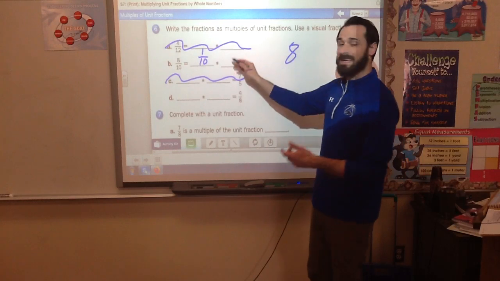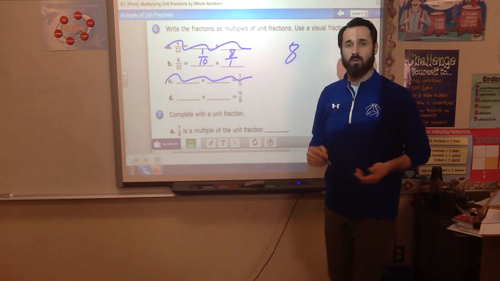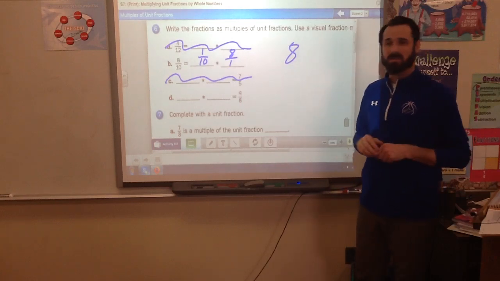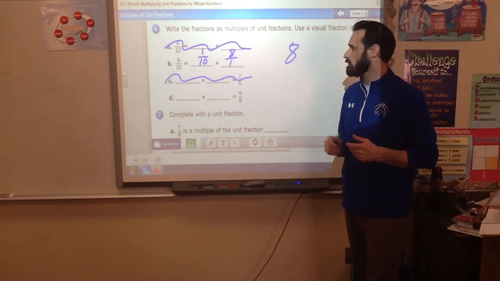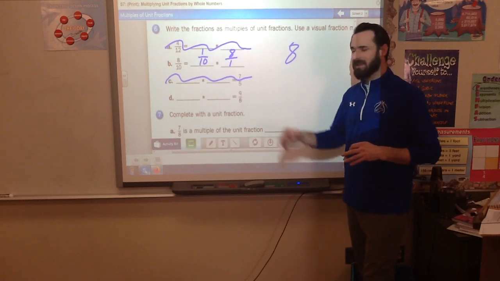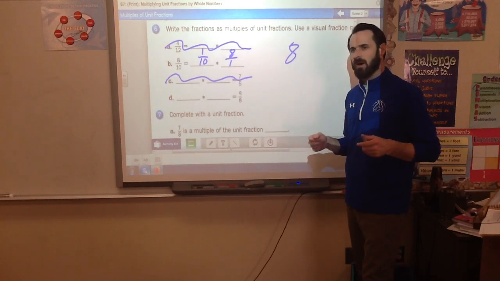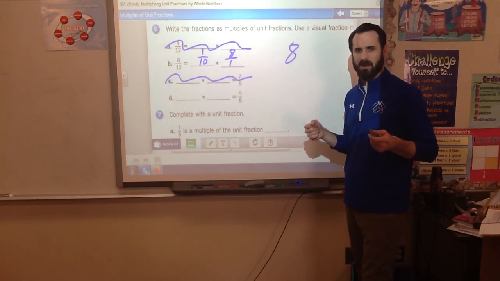So if you just wrote 8 in there, I would be okay with that. But also we've talked about putting it over 1. Either one is acceptable in this case. I wouldn't mark it wrong for either one. On this one, why don't you try letter D on your own, figure out what the unit fraction for 9/8 would be. Hit pause, and when you think you got it, hit play, and then I'll go through it.